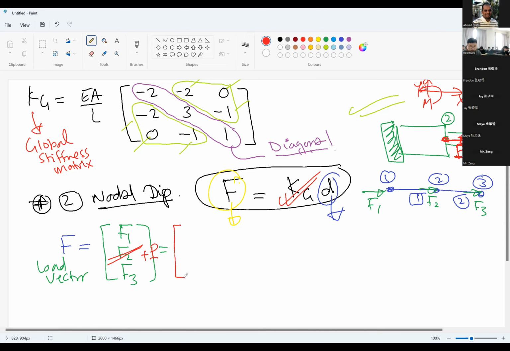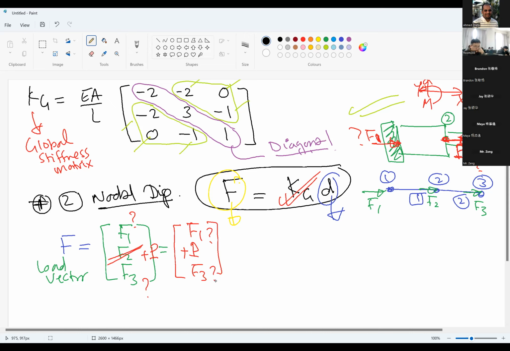So the final force, do we know the force F? The force F1 is unknown for us because it is a reaction. The force F3 here is also unknown. So F1 and F3 are unknowns because they are reactions, but F2 is known because we have an applied load there. So we can say that the load vector is F1, B, and F3.